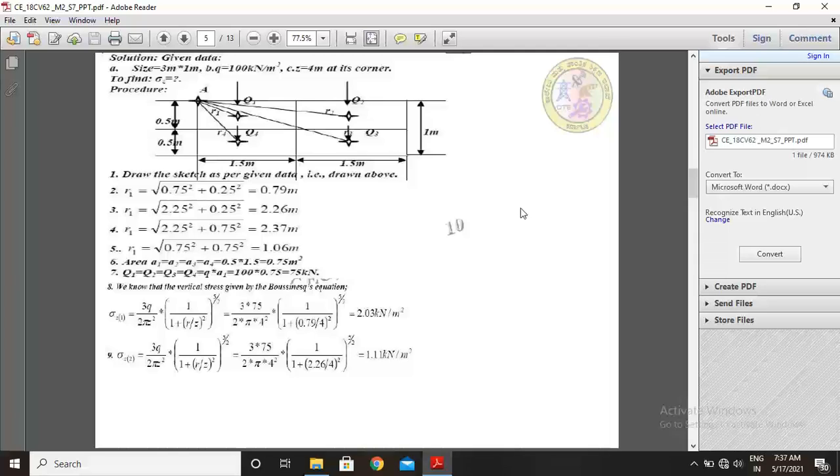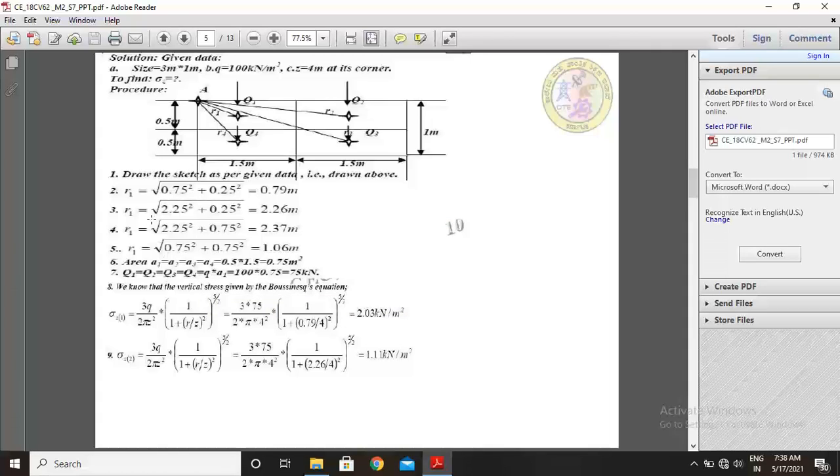Okay, this is the equivalent area method for circular footings. Next, you calculate R1. Here R1 means we know this distance. You calculate the hypotenuse, that is R1 equal to root of 0.75 square plus 0.25 square. Because 1.5 divided by 2 to the center gives 0.75 square, plus this distance 0.5 by 2, so 0.25 square. The answer is 0.79 meter.